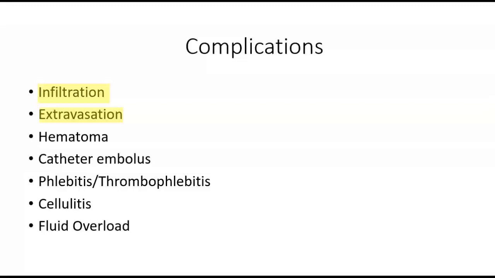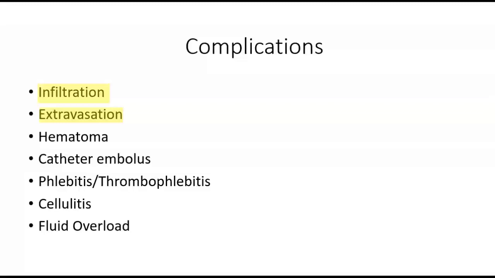To help prevent infiltration, carefully select the site and catheter. Make sure the catheter is secured adequately. Inspect the IV infusion site frequently for any findings of infiltration. So every time you're doing your hourly rounds on your patient, you should be eyeballing that IV site and looking for signs of infiltration.